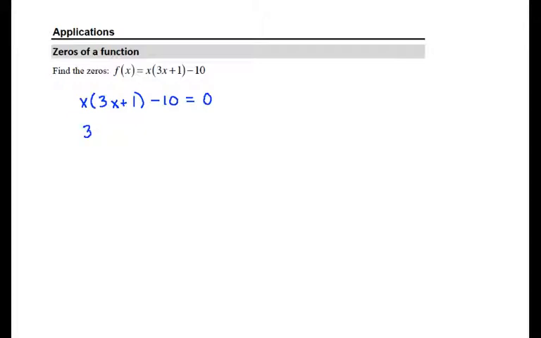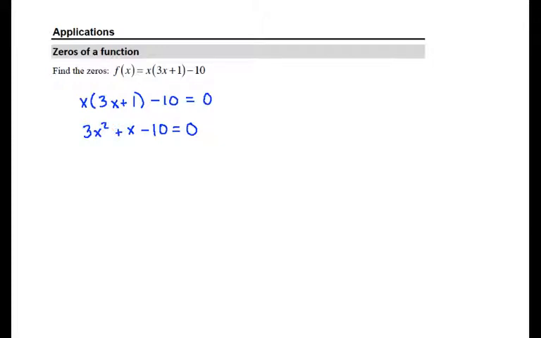So this is 3x squared plus x minus 10 equals 0. This is now in general form. I can eliminate the square root method because my x appears more than once. As soon as I have that plus x showing up there, I know that the square root method is not the most appropriate method for this.